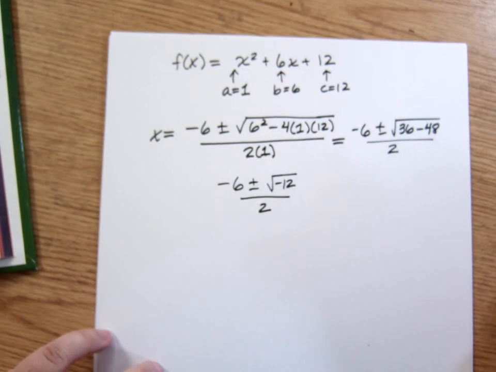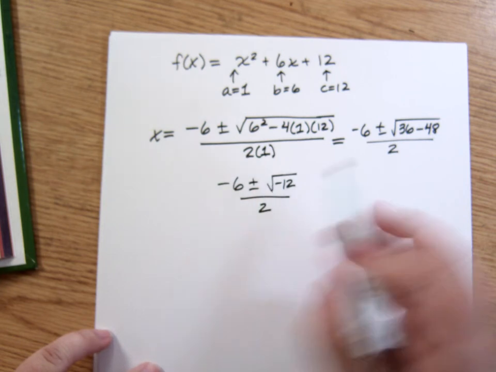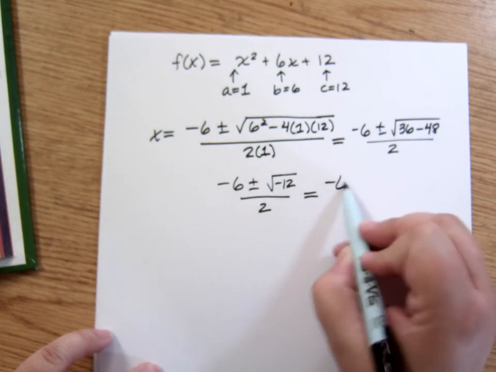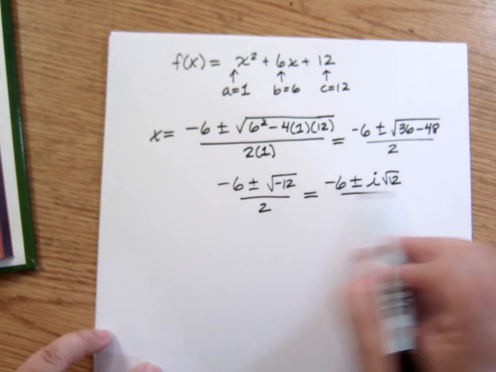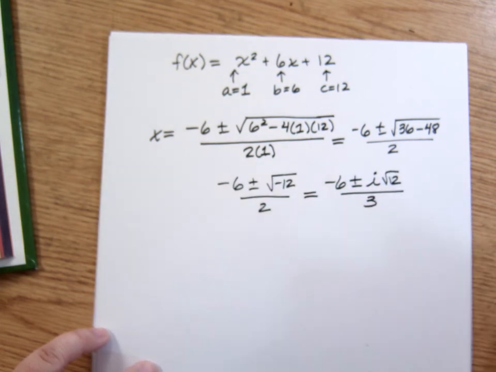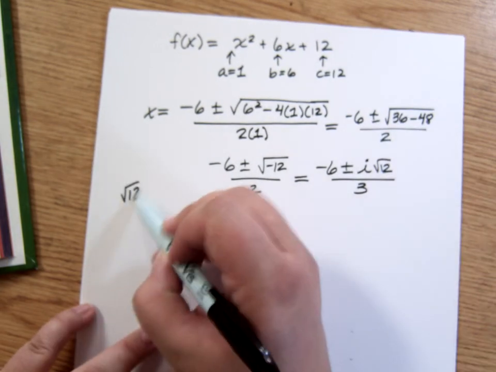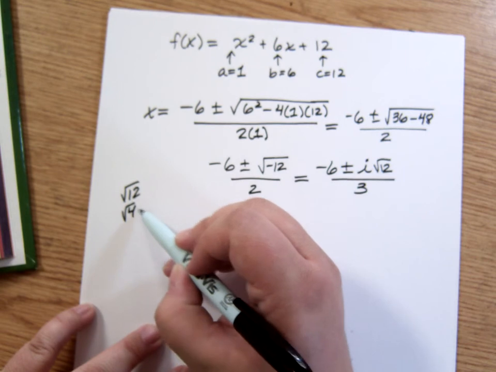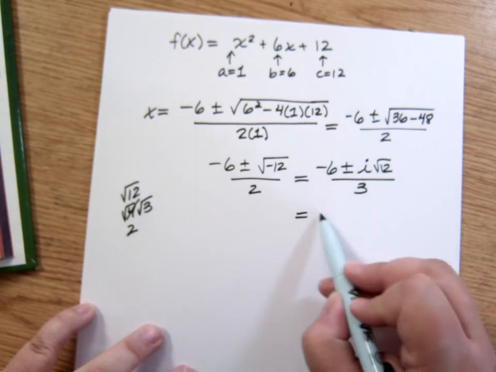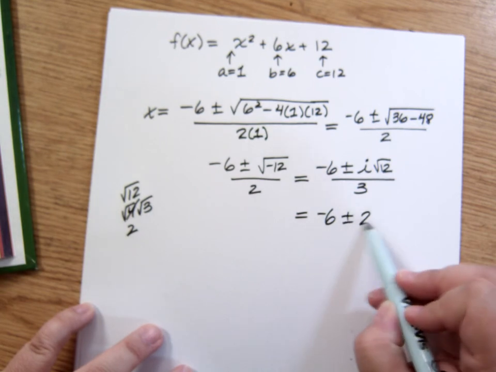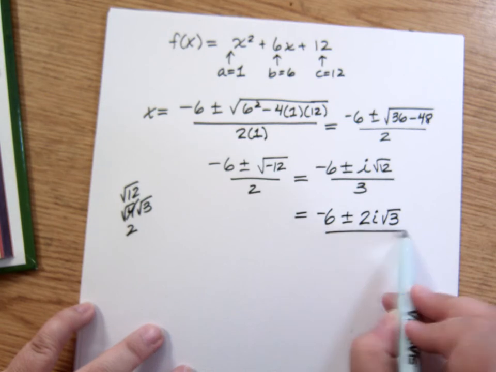Now, the negative underneath the radical here is going to come out as i. Okay, so you could go ahead and split this up, rewrite it now and just say that's like i times the square root of 12. And now I need to think about how do I simplify the square root of 12. Well, the square root of 12 is the square root of 4 times the square root of 3. The square root of 4 is 2. So this is -6 plus or minus 2 times i times the square root of 3, all over 3.